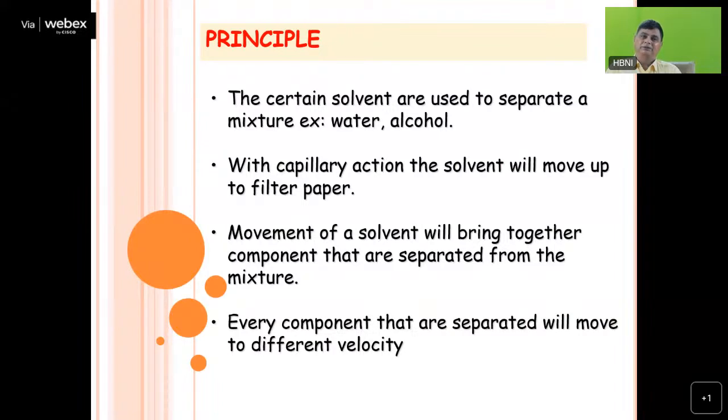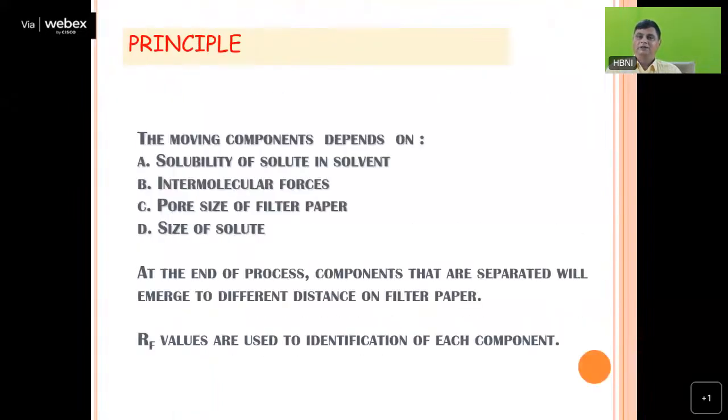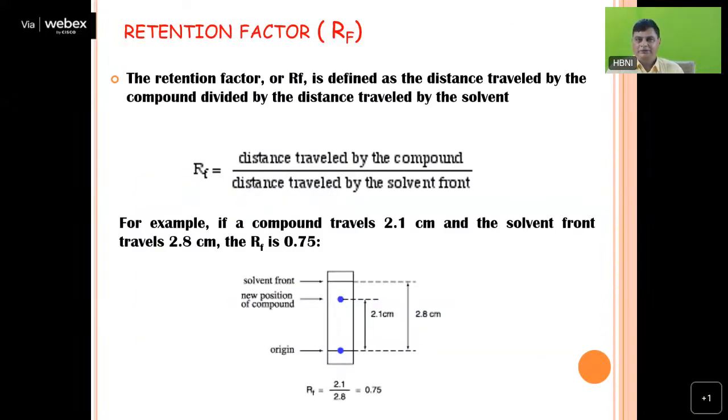Every separated component will move with a different velocity. The movement of the analyte component depends on the solubility of the solute in the solvent, intermolecular forces, the pore size of the filter paper, and the size of the solute. At the end of the process, the separated components will appear at different distances on the filter paper, and then retention factor values are used for identification of each component.